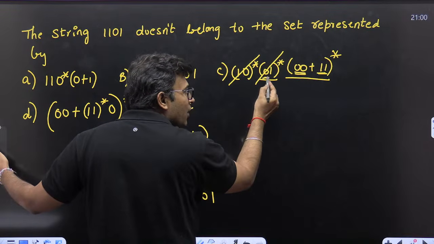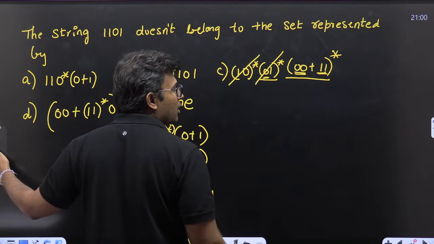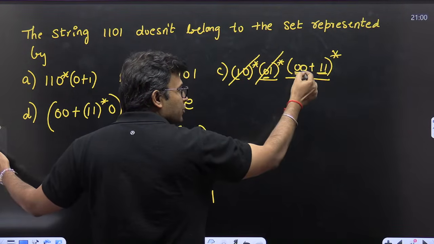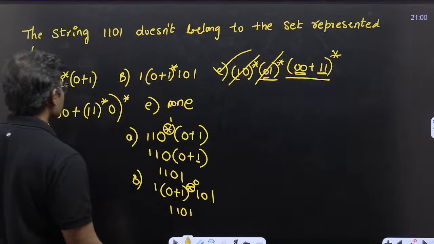This 0 1 will not come after this 1 1, right? Either you will get 1 1 or 0 0. So there is no way you can get 0 1. So it doesn't belong to C.